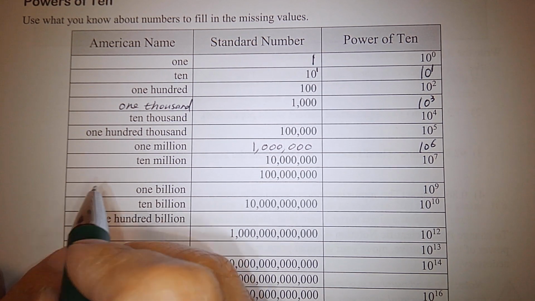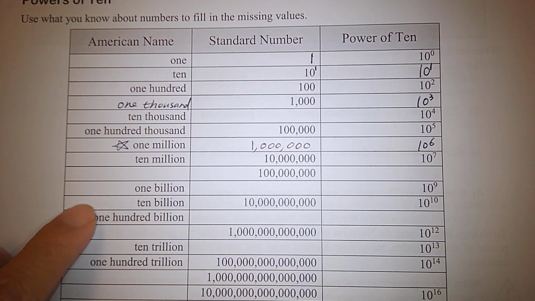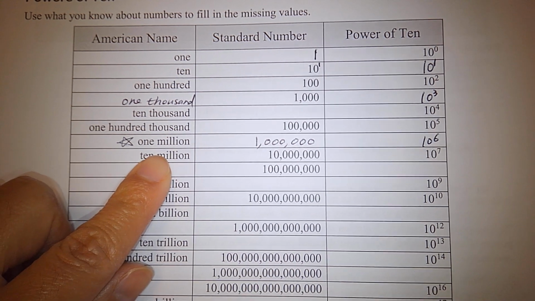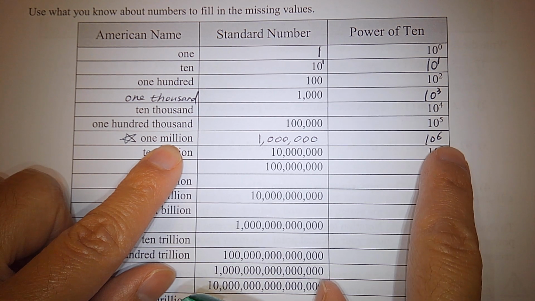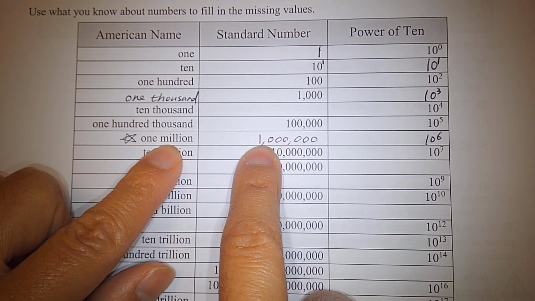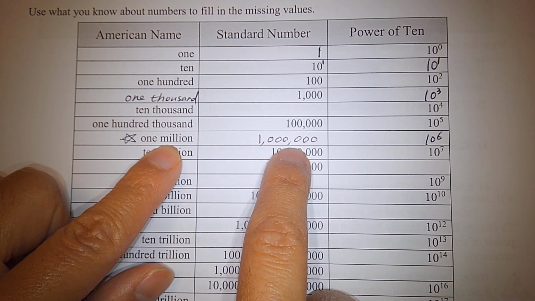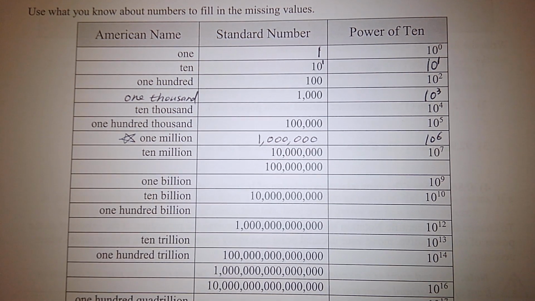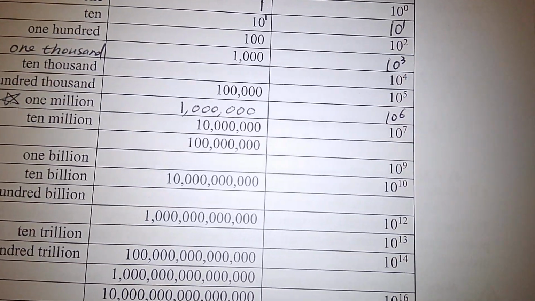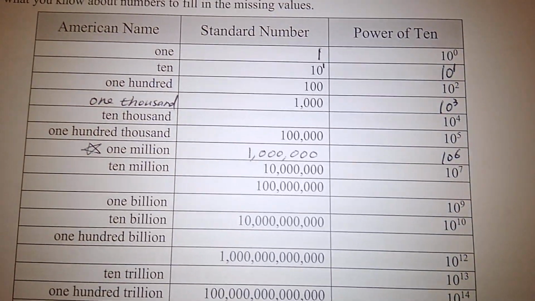So I require you guys to remember 1 million equals 10 to the 6 power. Or if we write it in standard form, it has 6 zeros after the 1. I require you to remember this. Let me move this a little bit closer.